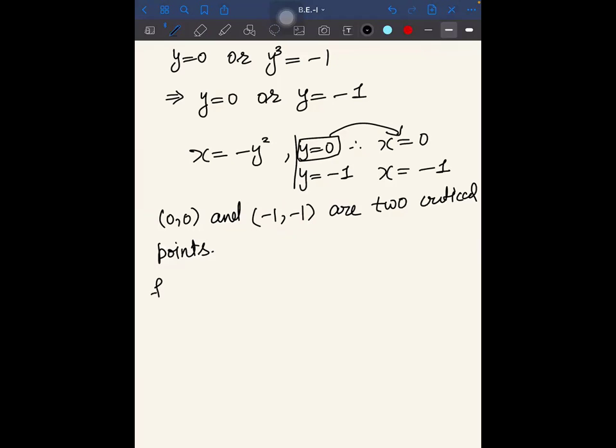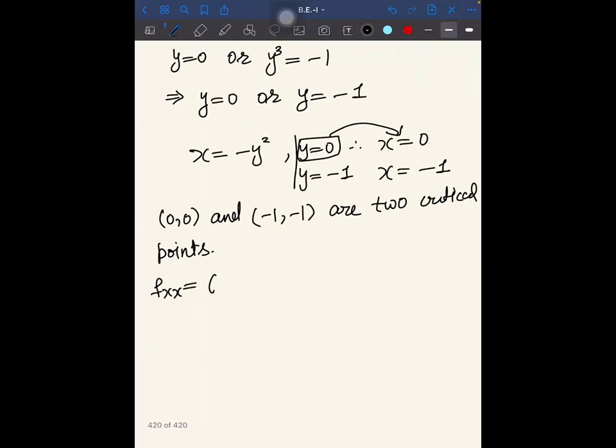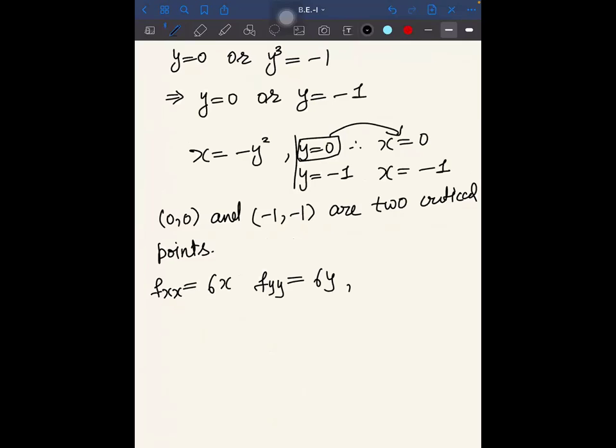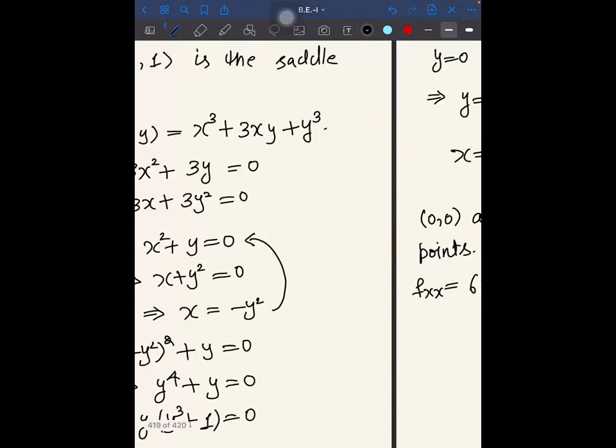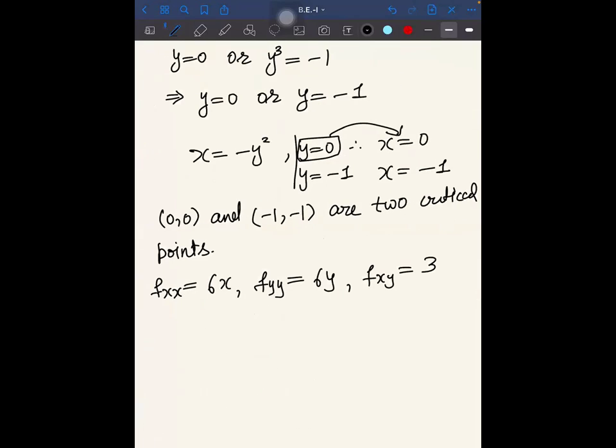So let's start with fxx. What is your fxx? This time it becomes 6x. And what is your fyy? 6y. Okay. So what is your fxy? 3, right? With respect to y, it is 3.